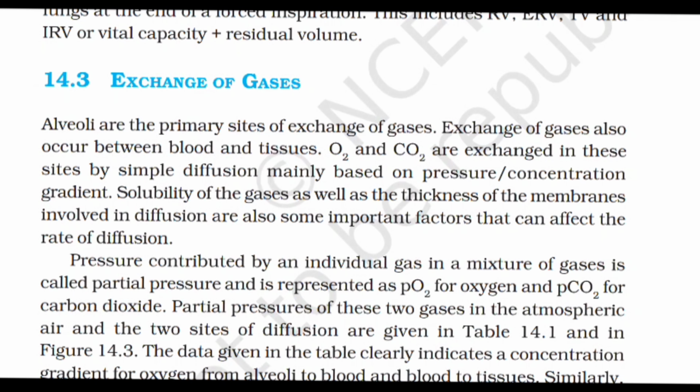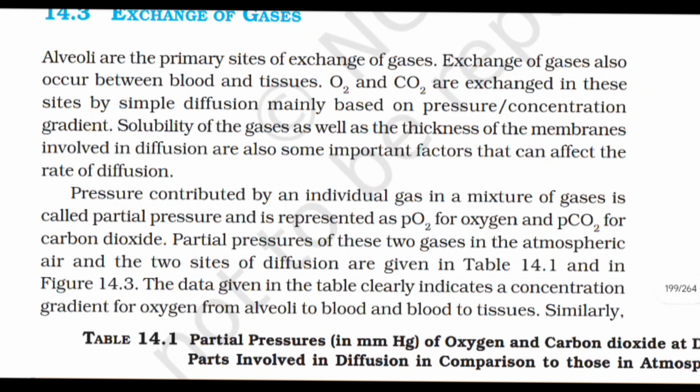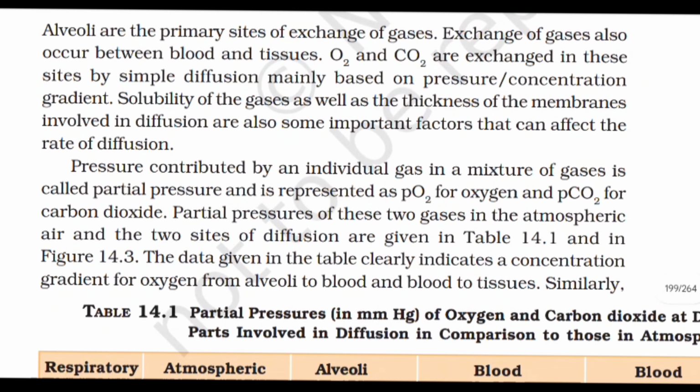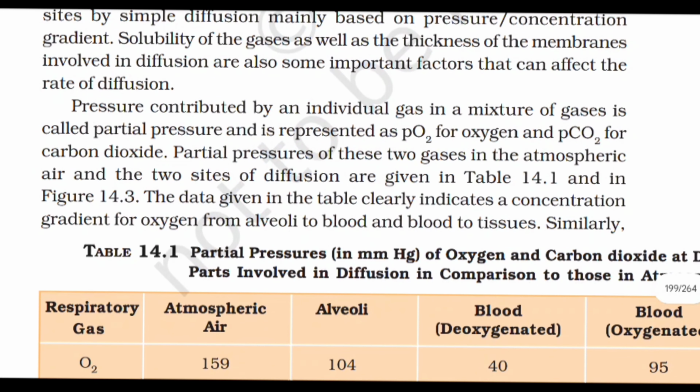Pressure contributed by an individual gas in a mixture of gases is called partial pressure and is represented as PO2 for oxygen and PCO2 for carbon dioxide. Partial pressure of these two gases in the atmospheric air and the two sites of diffusion are given in table 14.1 and in figure 14.3. The data given in the table clearly indicates a concentration gradient for oxygen from alveoli to blood and blood to tissues.